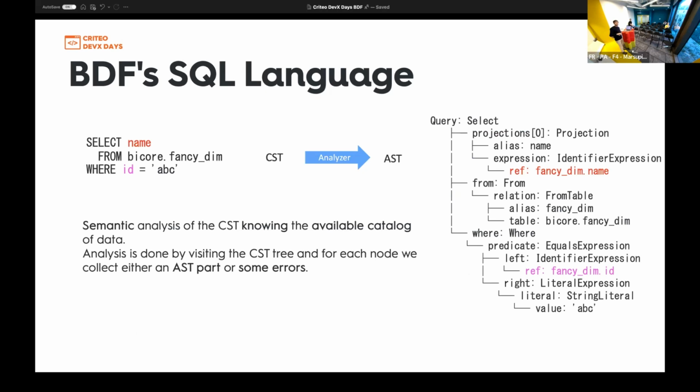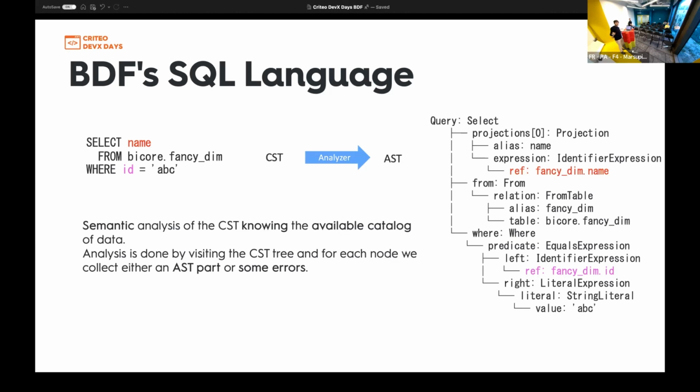So starting from a concrete syntax tree, so I put the SQL statement, I spared you the tree version of it. Select name from BI core fancy dim, where ID equal ABC. So what the analyzer will do is it will walk through this query, knowing the available catalog of data. It will produce, by walking through it, the AST that is printed on your screen.